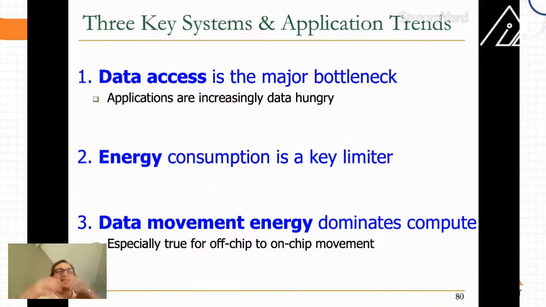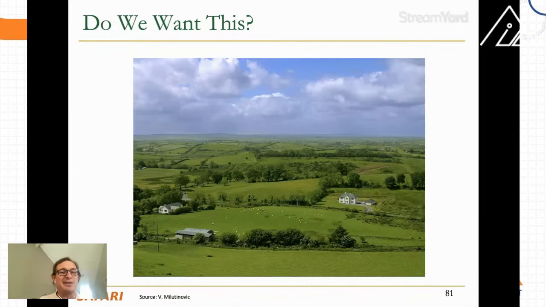Okay. So that was the device level perspective, or circuit level perspective, very low level perspective. Now let's take a look at the very high level. If you look at the high level, basically we have data access. That's the major bottleneck today. I'm going to motivate this even more. Energy consumption is a key limiter, and data movement energy dominates computation energy. I'm going to talk about these very briefly, but before I move on, I should give you a pictorial motivation.